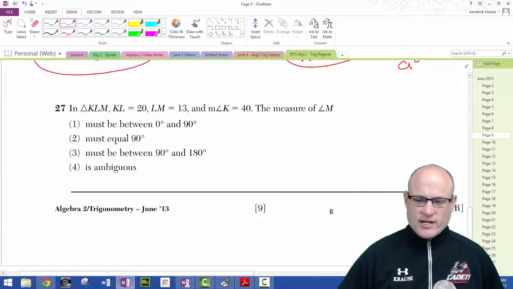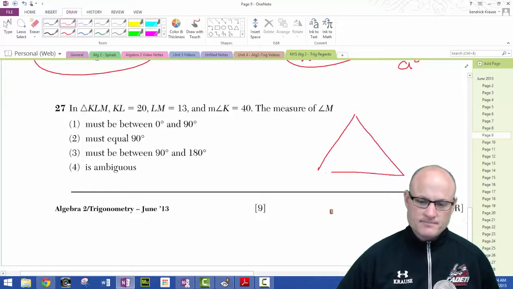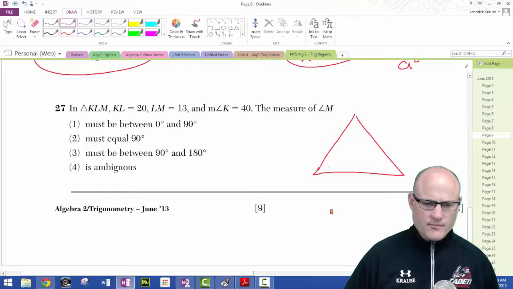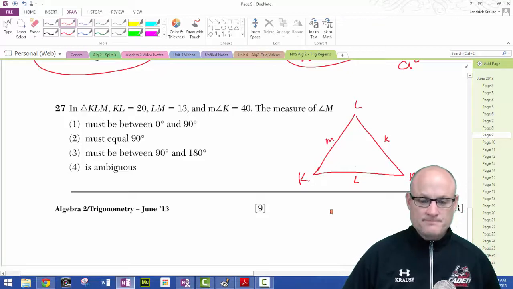And then they decided to end with a very difficult question, I think. K, L, M. K, little l, little m. LM is 13. Angle K is 40. KL is 20. And I want to know the measure of angle M.